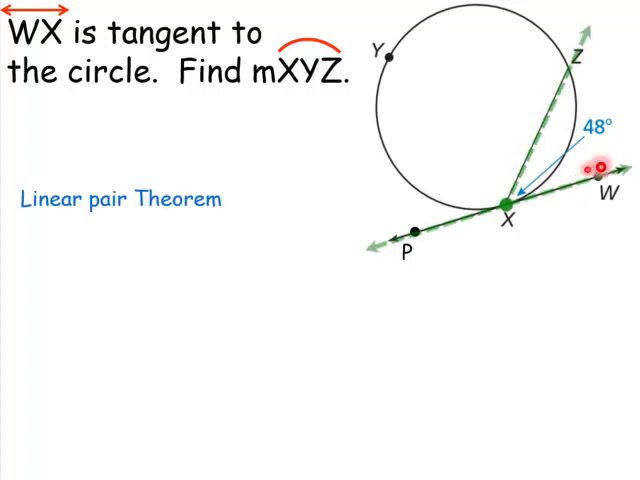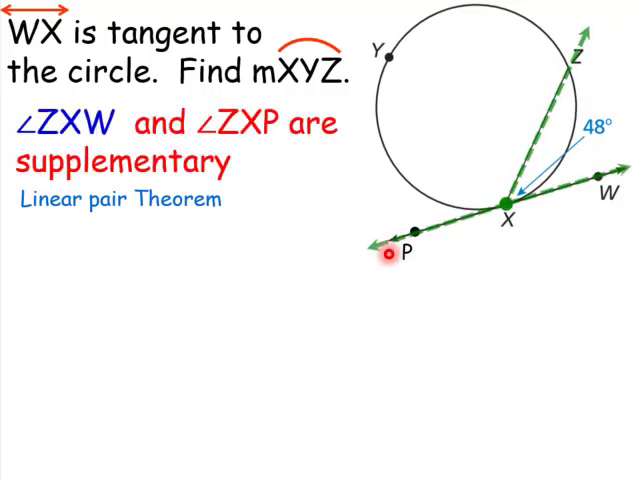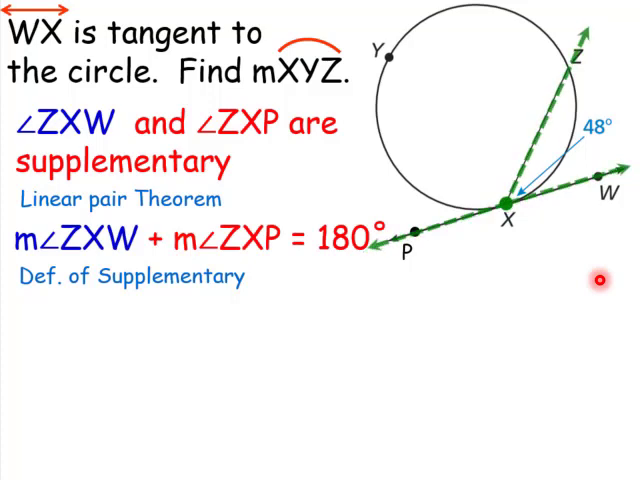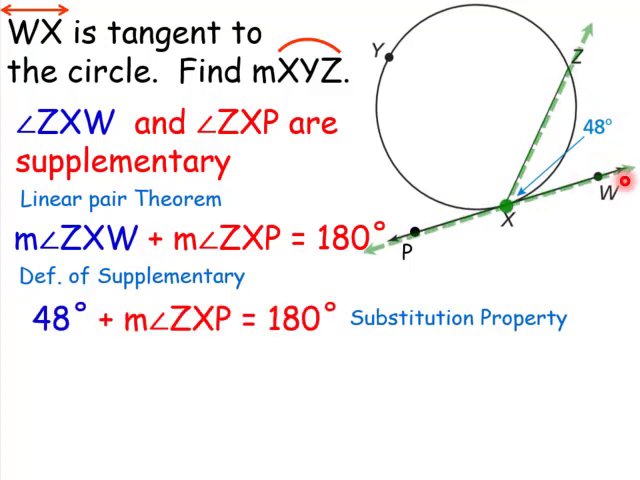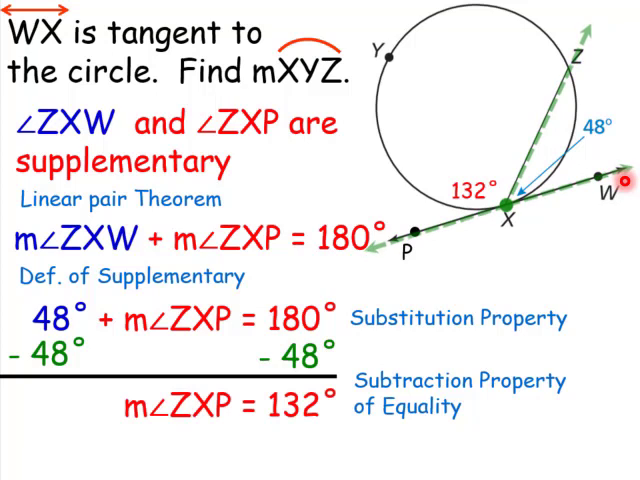Angle ZXW and angle ZXP are supplementary. The definition of supplementary means that the sum of the two angles is equal to 180. We can substitute the value we know for ZXW, which is 48, and subtract both sides by 48. The measure of angle ZXP is 132.